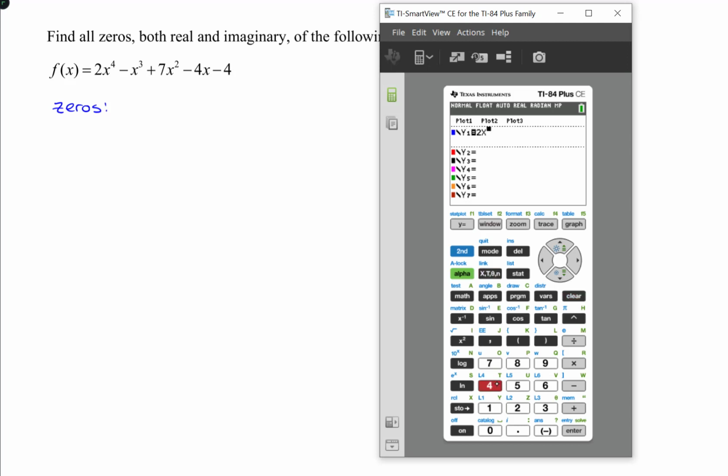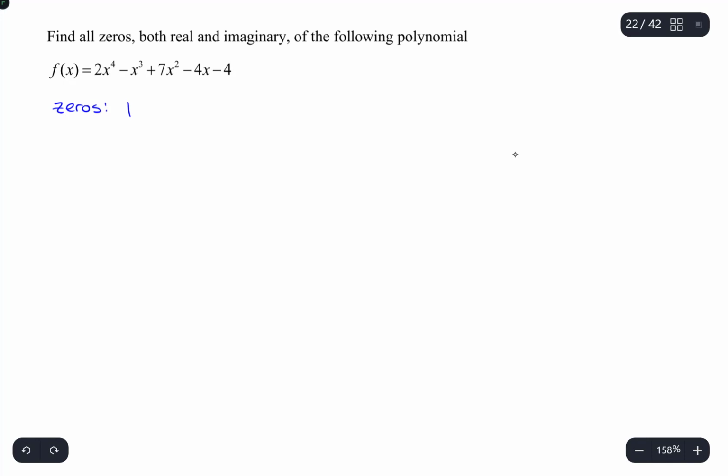So 2x to the fourth power minus x cubed plus 7x squared minus 4x minus 4. And when I graph that, it looks like I get 2 potential zeros here. Certainly there's one at positive 1. Go ahead and list that one and factor it out of the polynomial.